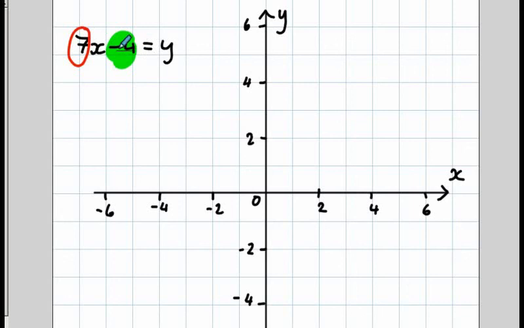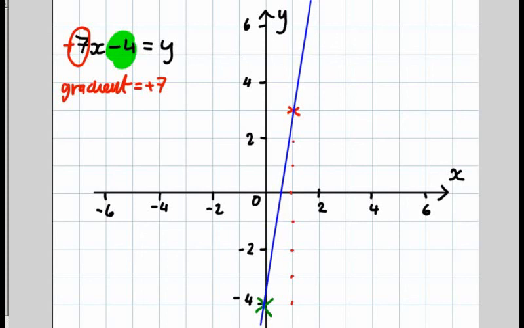The number without x that's added or subtracted is the y-intercept. It's where it crosses the y-axis. So we go to minus 4. Now, the gradient, the number and sign, and there's a hidden plus sign there, isn't there? The gradient here is 7. So when I go 1 to the right, I'm going to go up a massive 7. So I go 1 to the right, then count 1, 2, 3, 4, 5, 6, 7. Then I join those up and label it 7x minus 4 equals y. Or you could have labelled it y equals 7x minus 4.